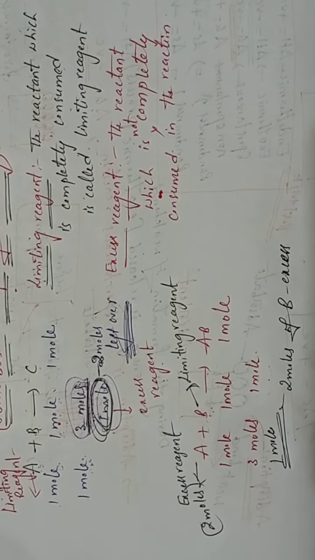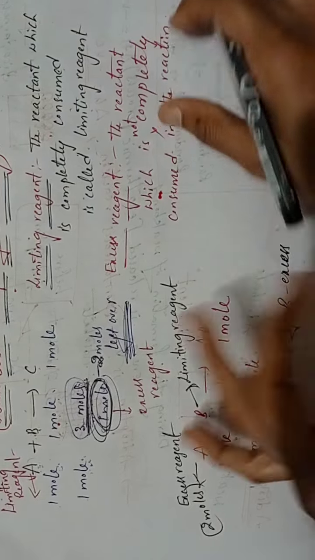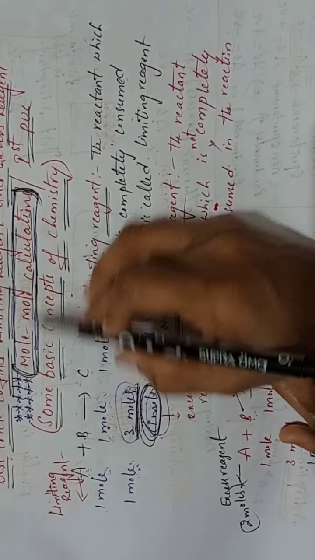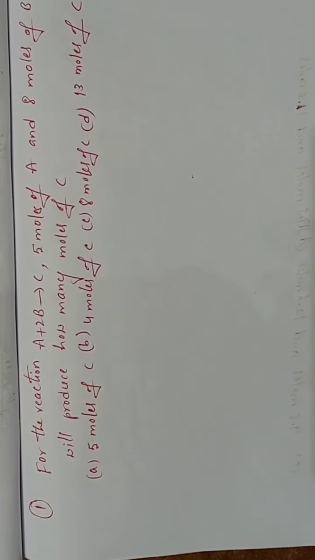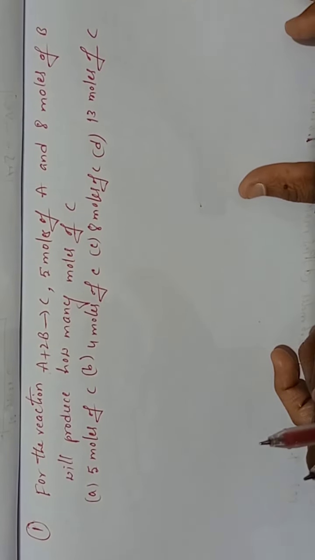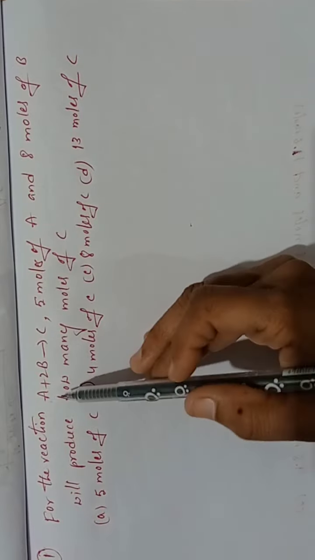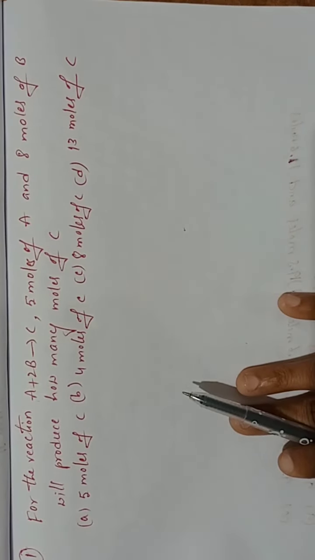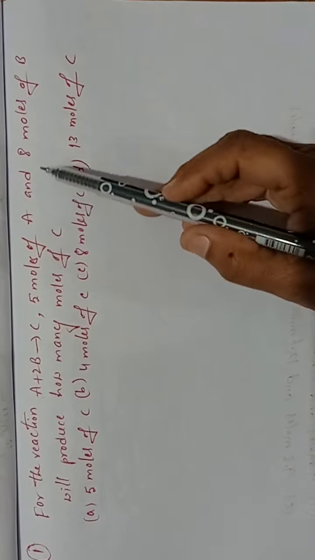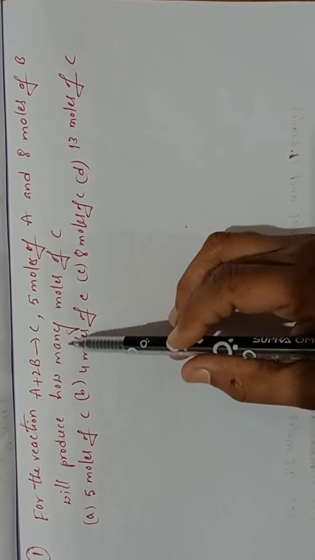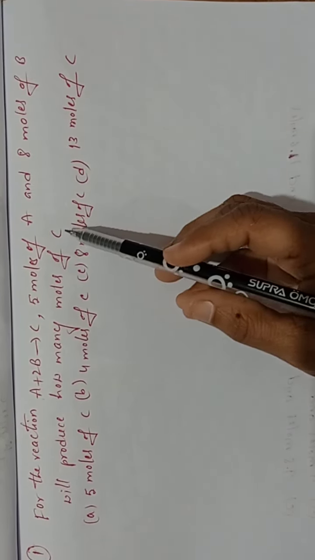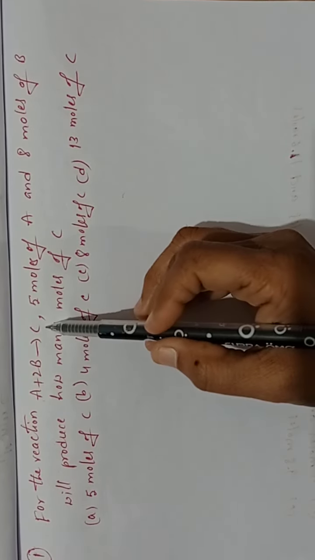Clear this one? Now see students, in this section I am going to discuss mole calculations. I will give the best trick to solve these problems, to find the excess reagent, the limiting reagent, and the number of moles. See here the question: for the reaction A plus 2B gives C, 5 moles of A and 8 moles of B will produce how many moles of C? How many moles of C will we get, students? So that is the question. A plus 2B gives C is given.